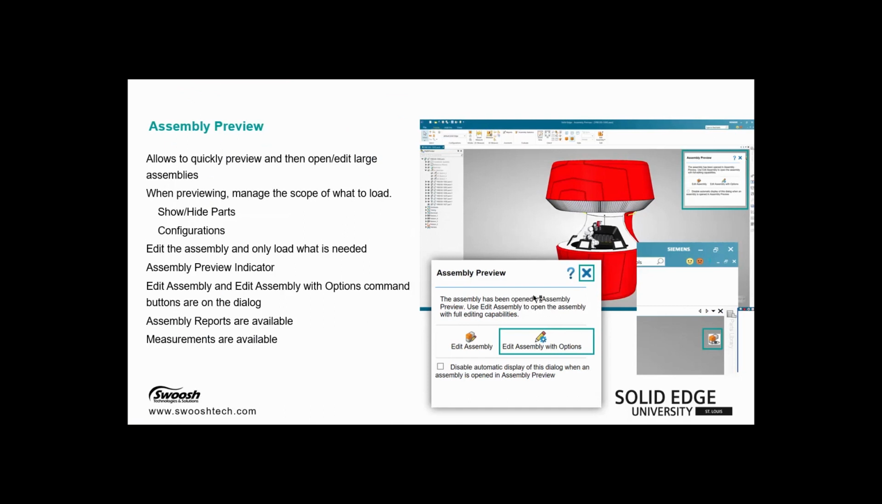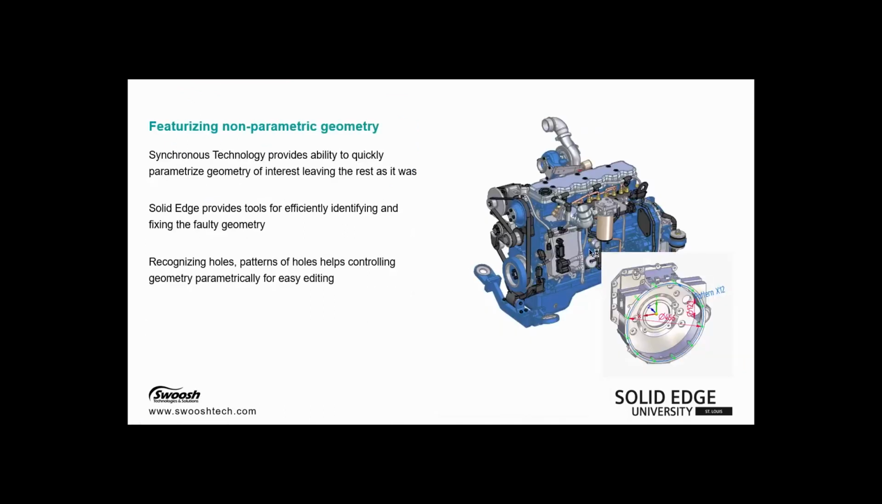So let's move on. The next step would be featurizing non-parametric geometry. This is very useful when you're dealing with geometry, whether it's legacy data or if you brought some data from a different system or via Parasolid, STEP, or whatever, any translation. The bottom line here is Solid Edge provides tools for efficiently identifying and fixing faulty geometry as well, not only quickly featurizing part of your design. We have capabilities to recognize holes and hole patterns, and it helps us control geometry parametrically for easy editing.